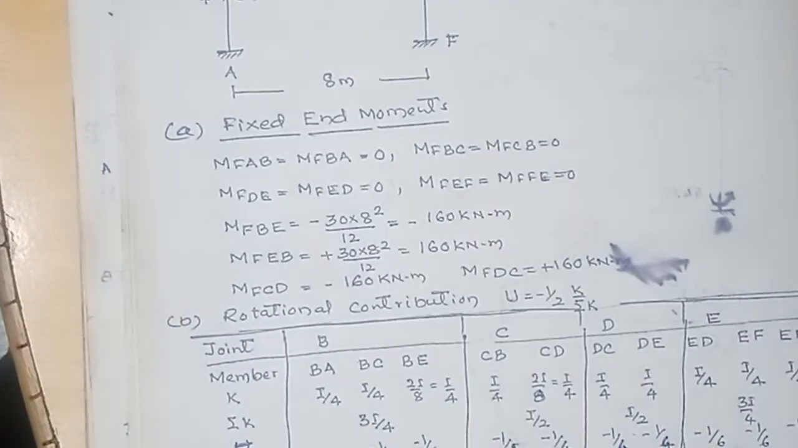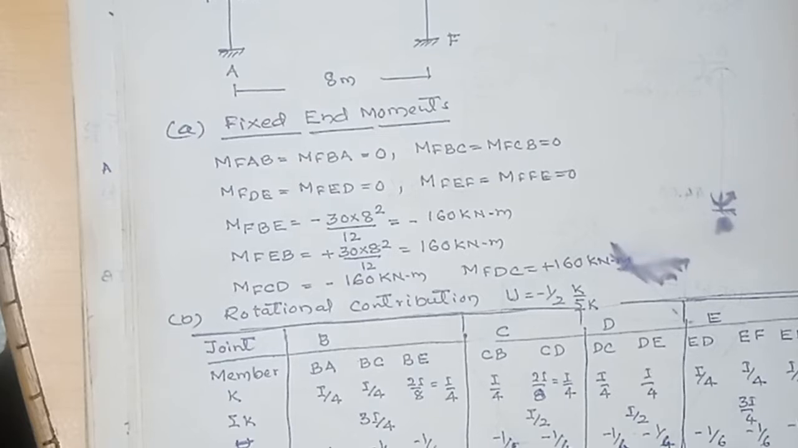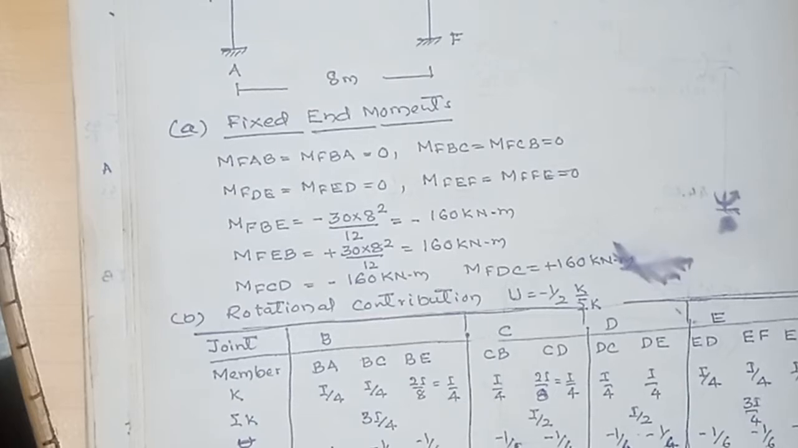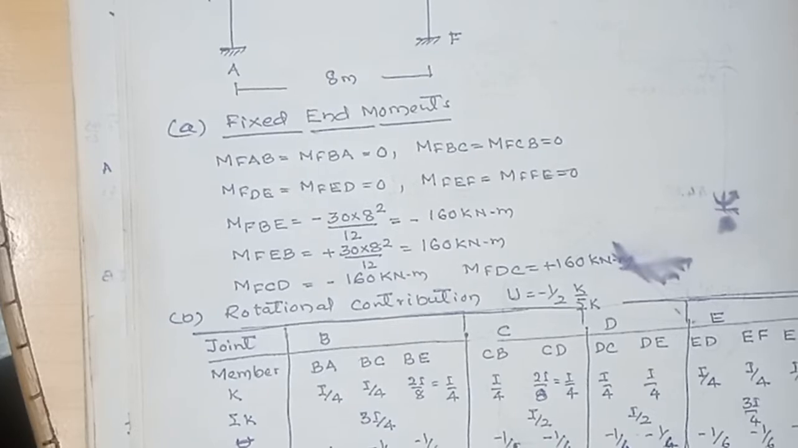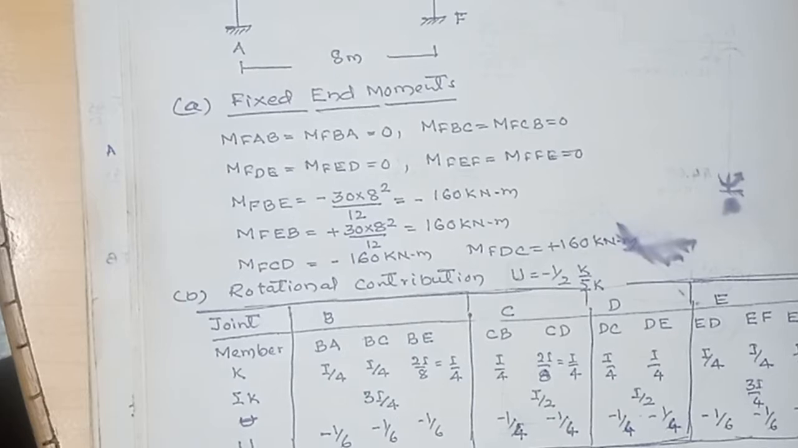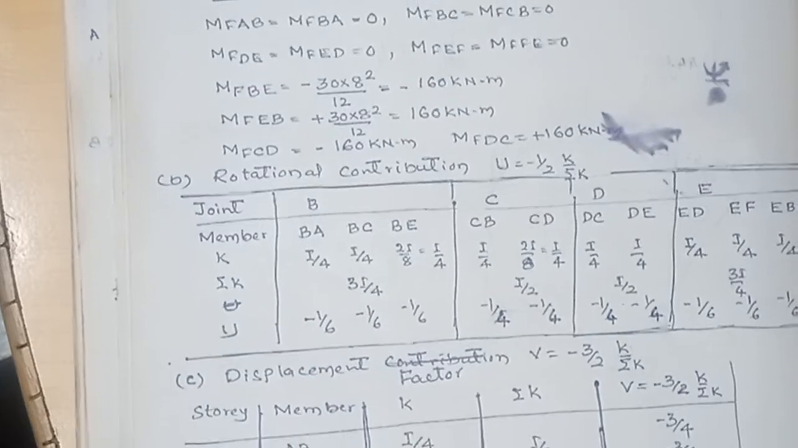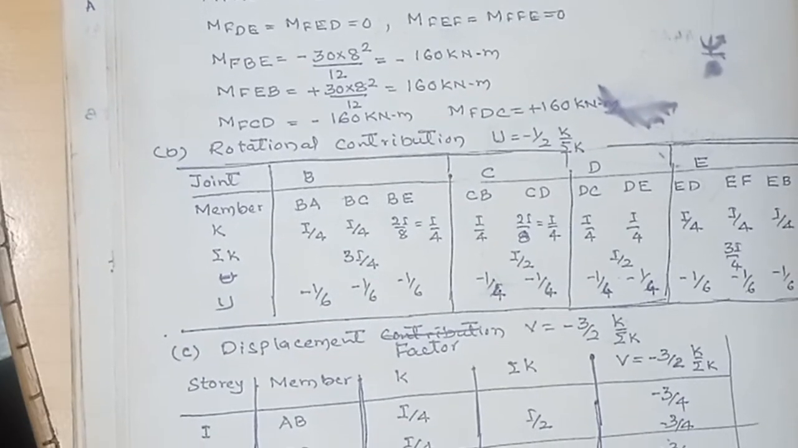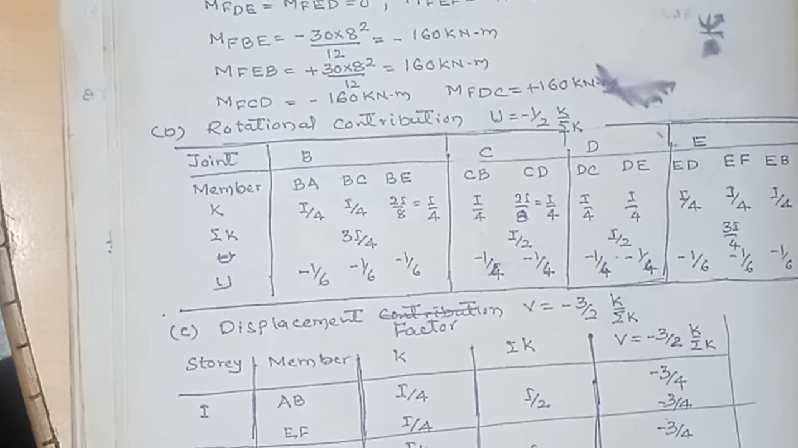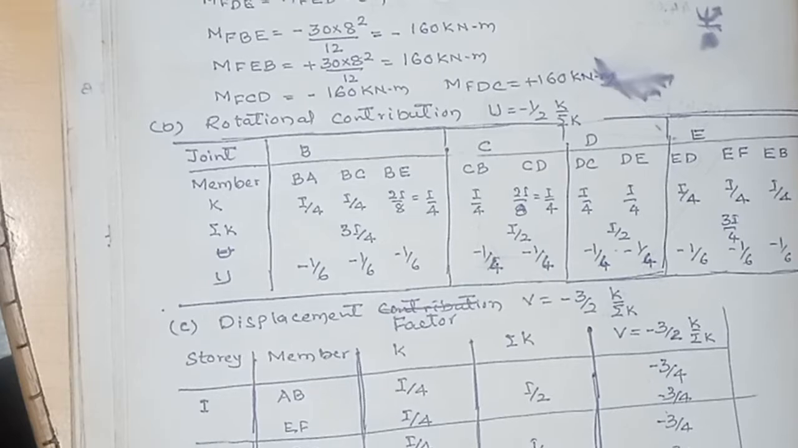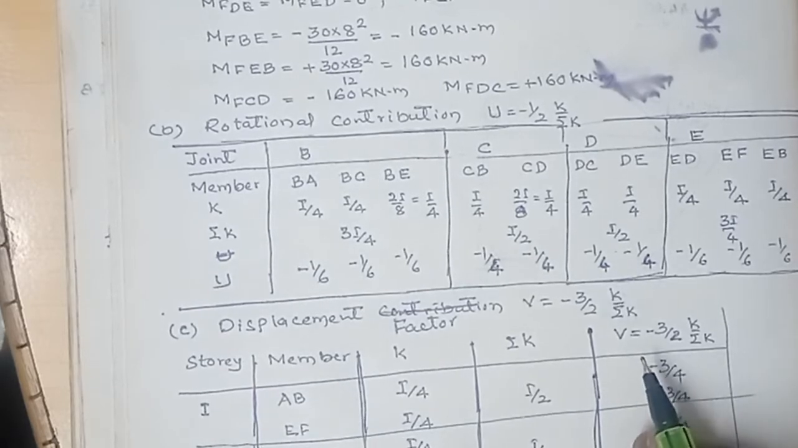Then the rotational factor U equals minus half into K by summation K, that becomes minus 1 by 6 for each of the members ED, EF and EB respectively. Then the next step is to calculate the displacement factor for the vertical member. Since this is a sway portal frame, we have to calculate the displacement factor. Displacement factor V is given by V equals minus 3 by 2 into K by summation K.